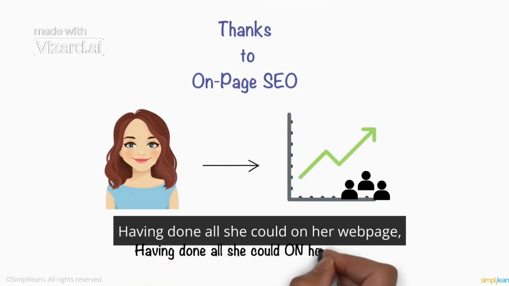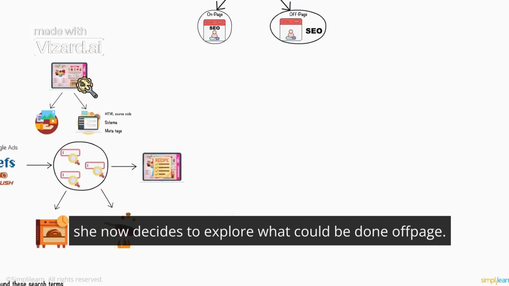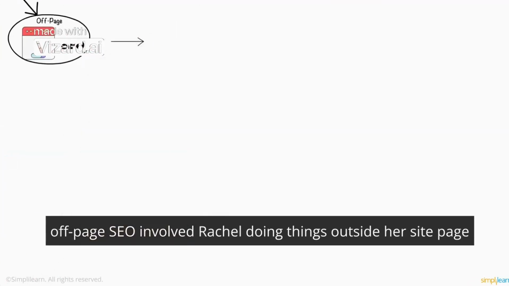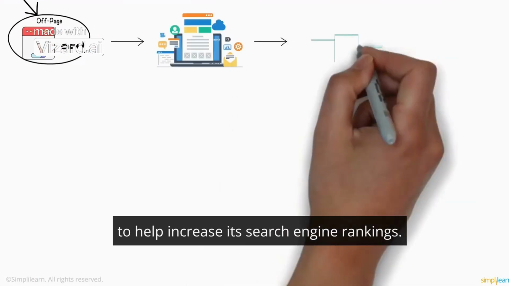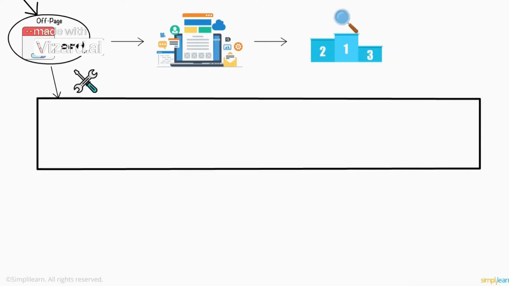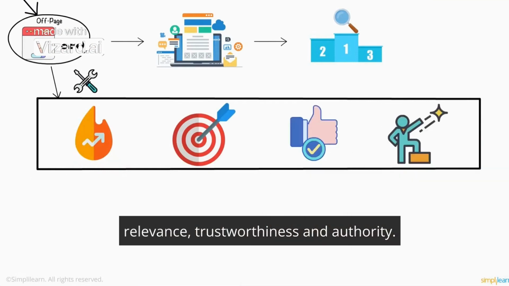Having done all she could on her webpage, she now decides to explore what could be done off-page to improve her page's visibility on search engines. Off-page SEO involved Rachel doing things outside her site page to help increase its search engine rankings. Making optimizations outside the site would improve the site's popularity, relevance, trustworthiness, and authority.